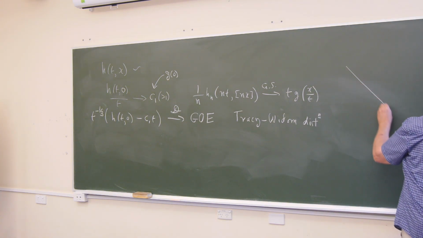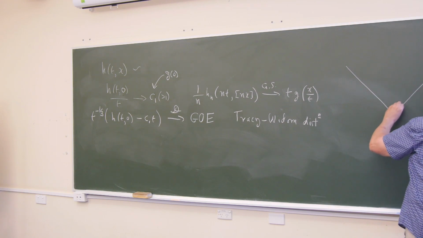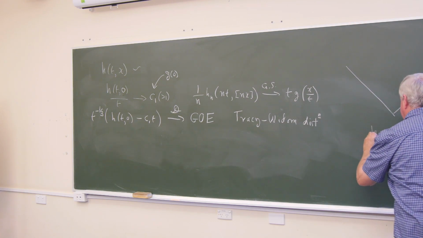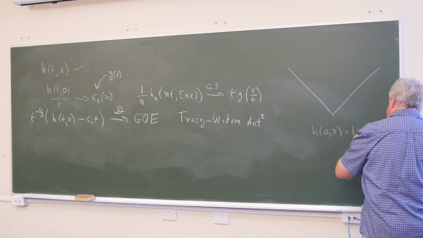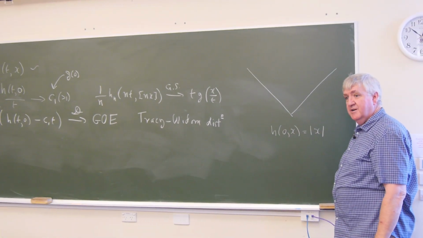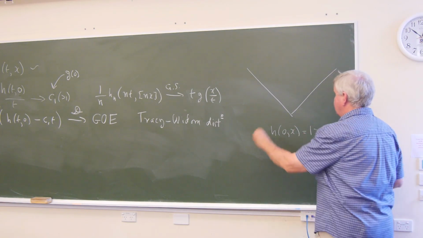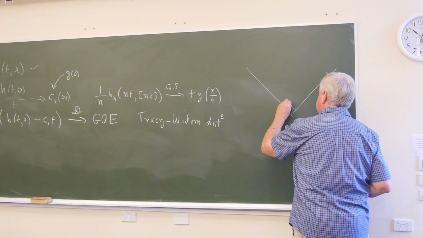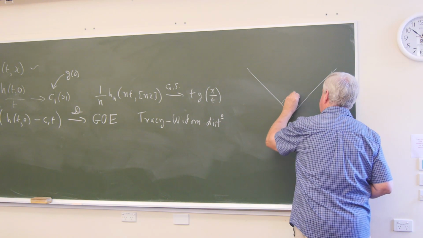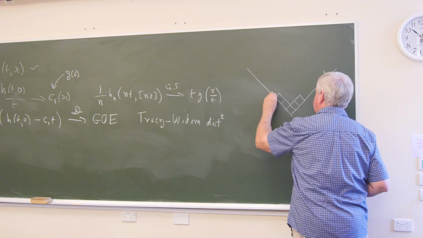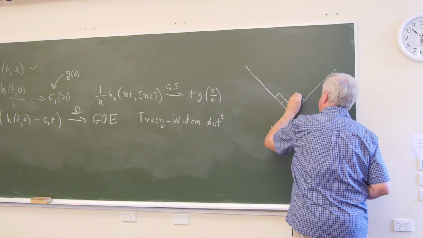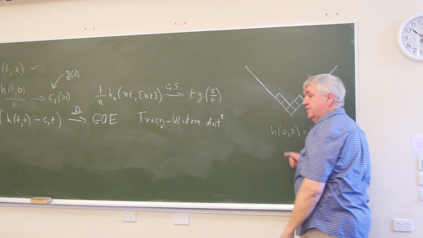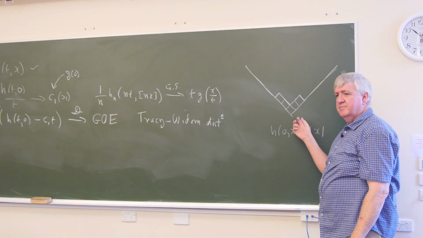Now, if we look at this wedge, this is h naught of x equals the absolute value of x. This is the sort of thing you might be looking at. And we drop blocks down according to a similar process and look at this height function. So this is called the corner wedge growth model, if I remember rightly.